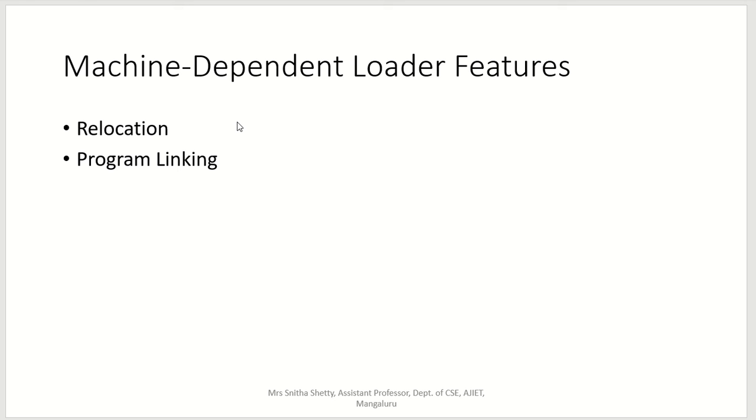So what is absolute loader? In absolute loader, the loader will load the instruction at the same address which is specified in the program. That means the address is specified in the program, so we call it an absolute address. For the same address, the loader will load the data in the primary memory. So the name is absolute loader.